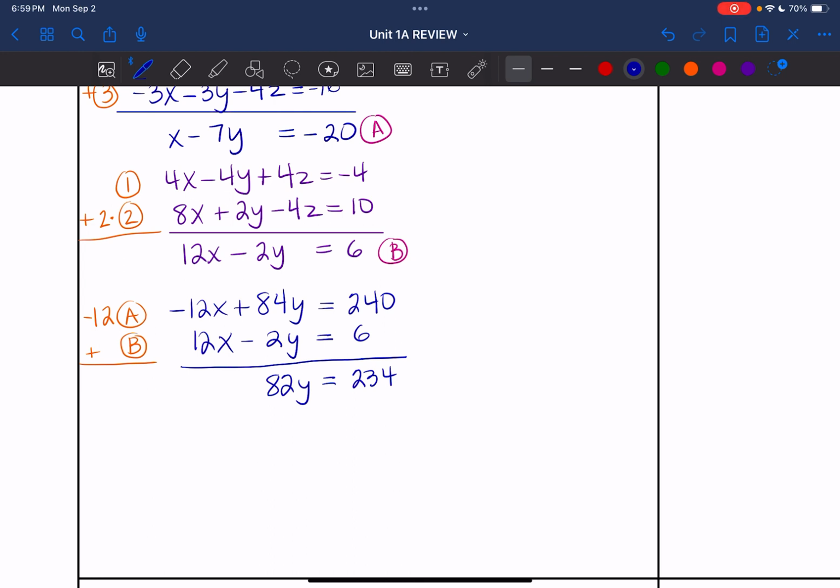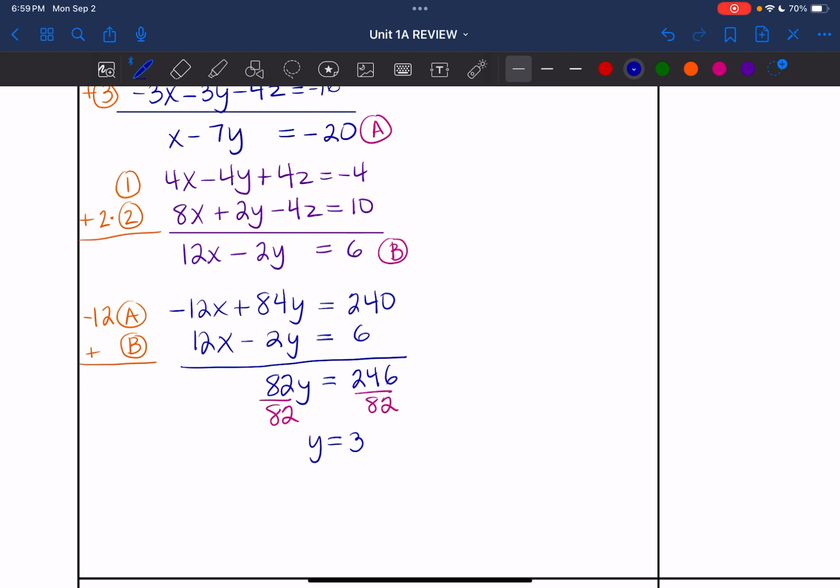Oh, I'm sorry, I'm subtracting. That's why it took me a second. I needed to add. So this is 246. I'm sure you guys saw that. Okay, and then now if we divide by 82, we get y equals 3. Okay, so that is the hard part.